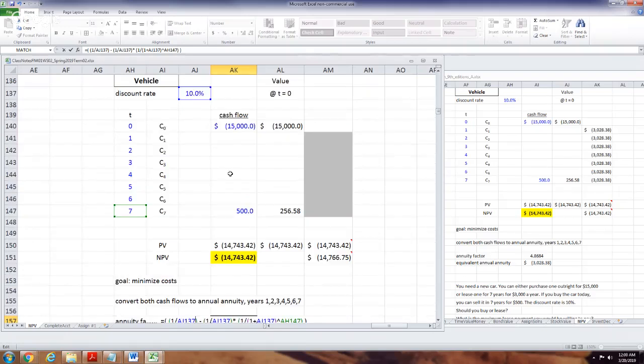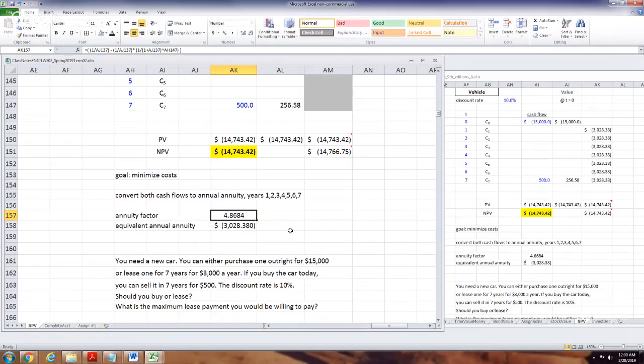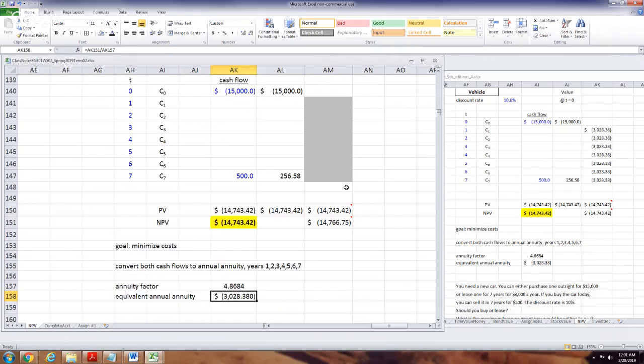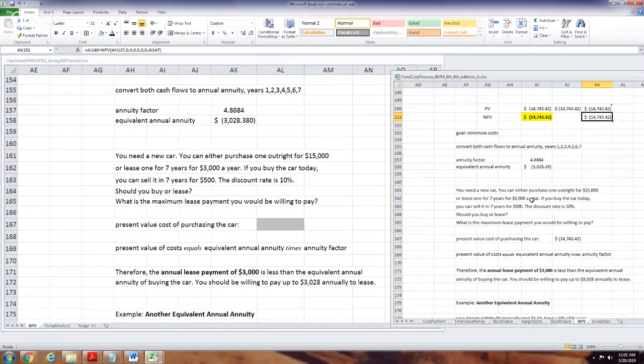All right, we have all those, and this is 7 years. So yeah, there's your annuity factor. And again, what this means is to get $1 a year for 7 years, you need $4.86 in the bank. That's what that means. And this is simply the NPV divided by that. So you can see your annualized numbers and what they look like, about 3,000. And let's look at the present value.